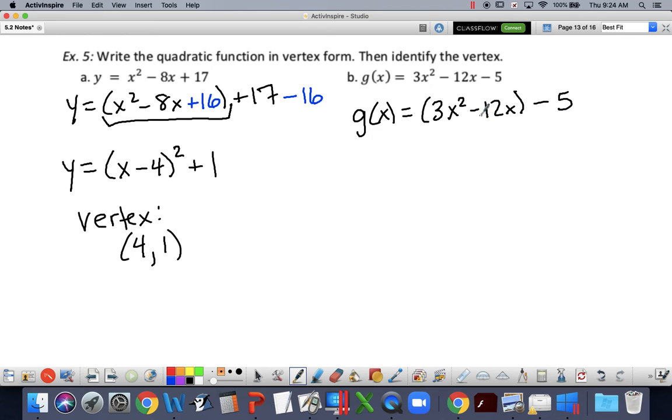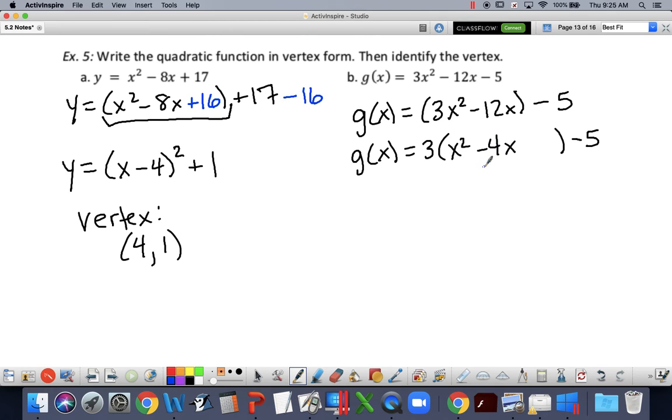I'm then going to factor out the 3 from those two. So I have x squared minus 4x. Here's where I'm going to leave my space. At this point, you look at this letter B, right? We're not referring back to this letter B. We're now just working with what's in the parenthesis here.